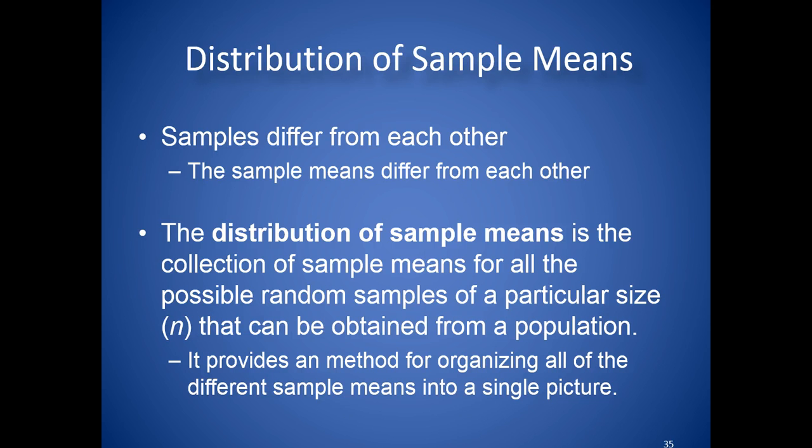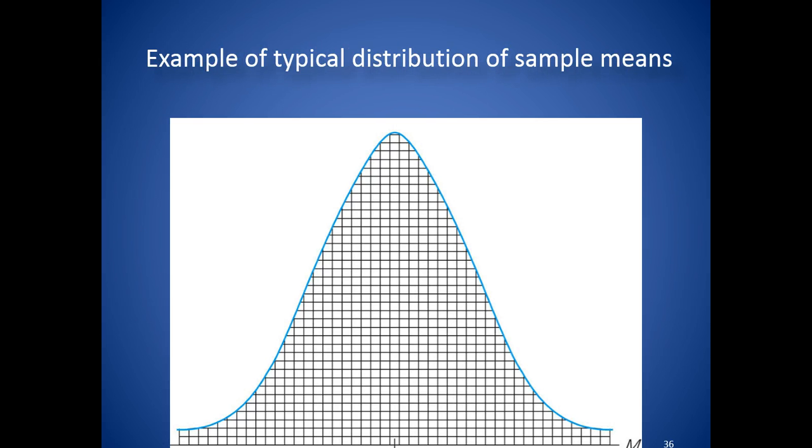Another important thing we need to remember is that samples differ from each other. The sample means differ from each other, and the distribution of the sample mean is the collection of sample means for all the possible random samples of a particular size. That's your small n, your sample size, that can be obtained from a population, that's your capital N for population. It provides a method for organizing all of the different sample means into a single picture. So here's a typical distribution of a sample mean.